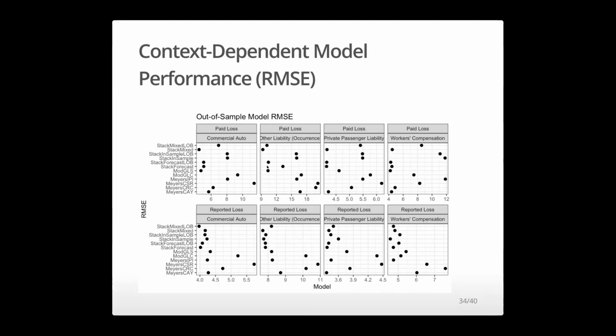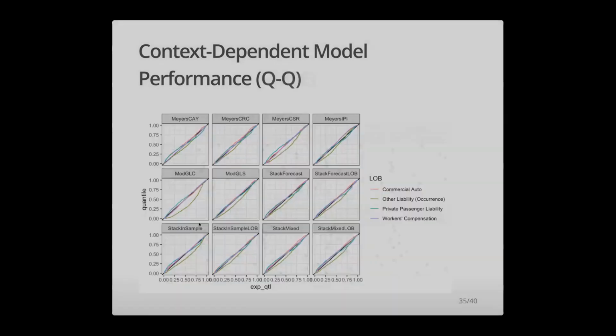Usually what we'll see is that the performance that we get is slightly better here than the best individual model, but it's still, at the end of the day, a meaningful performance improvement. Like over here in commercial auto, we've got RMSE of like 4.3. Once we start stacking, we can get that down to 4.0, which is meaningful improvement.